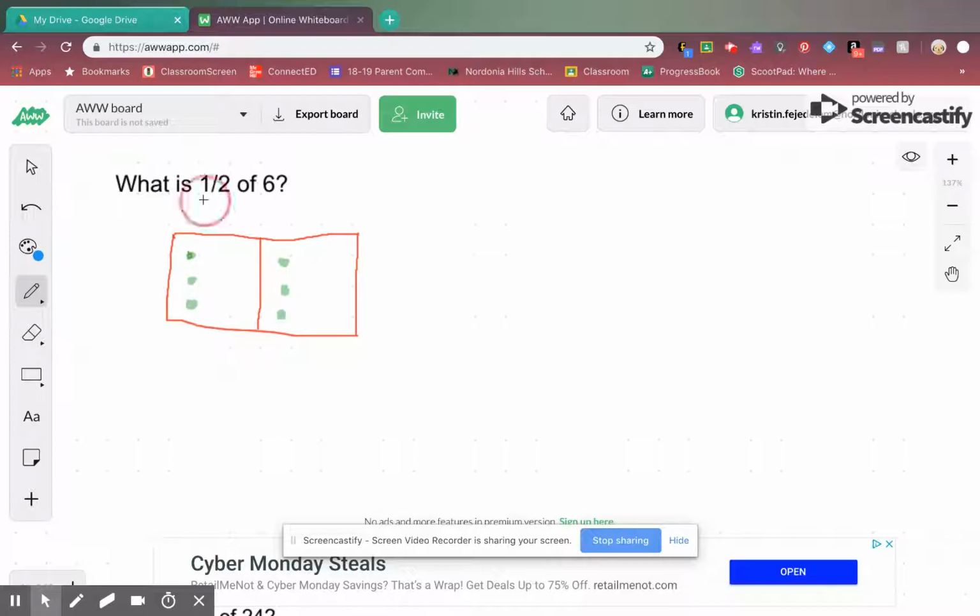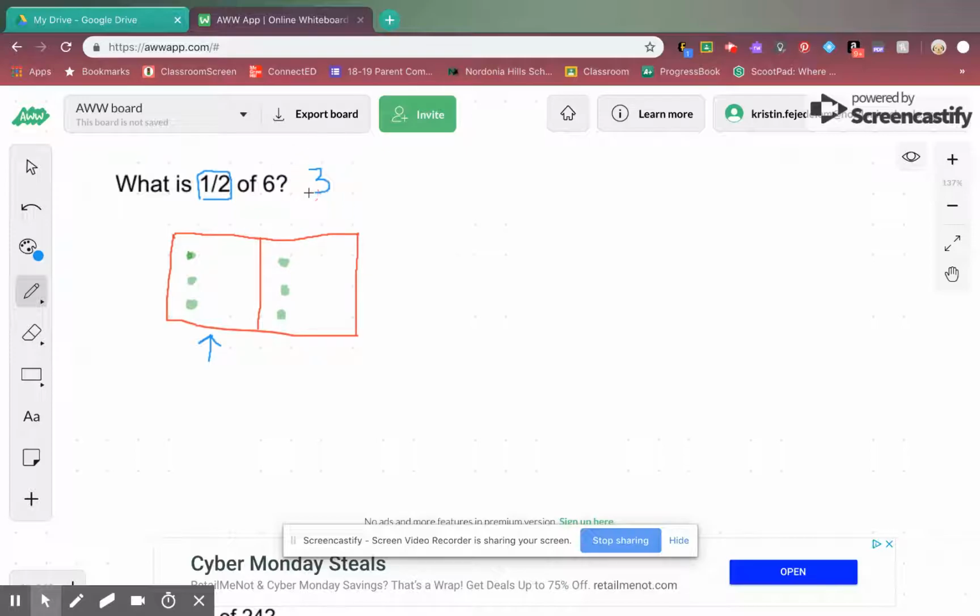But I just want to know what half of 6 is. So I'm not looking at this whole box. I'm only looking at 1/2 of it. So we're only looking at how many counters are in this side. So there are 1, 2, 3.